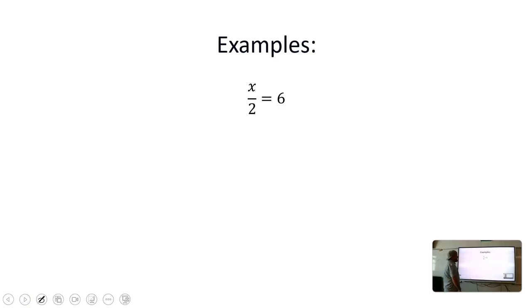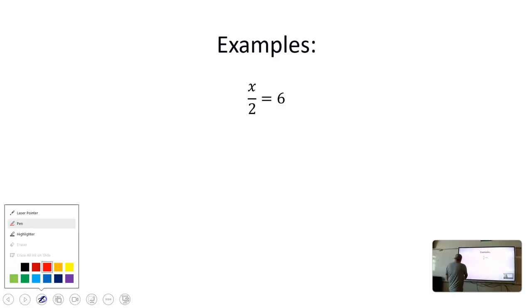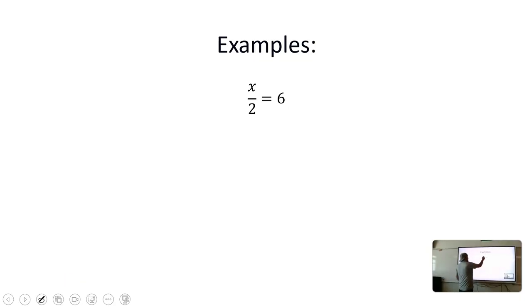Okay, next we have a division problem. So we have x divided by 2. This right here means a division sign. This is division, so it's the same thing as saying x divided by 2. Those are both saying the same thing. So since it's divide, we're going to go ahead and multiply by 2.